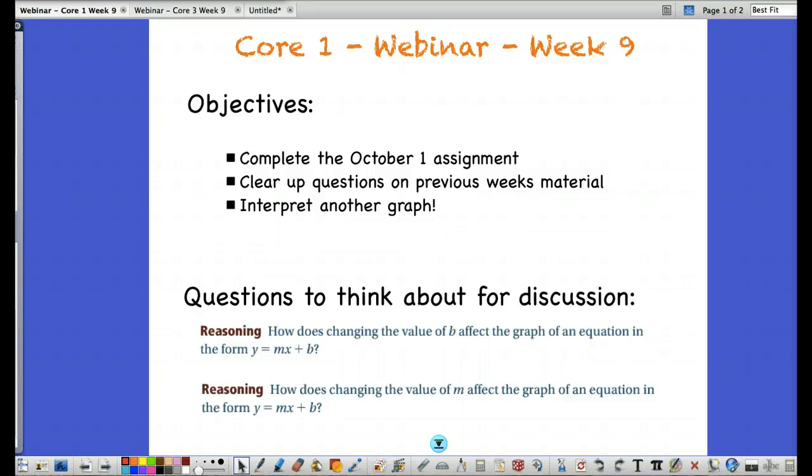Okay, so how does changing the value of b affect the graph of an equation in the form y equals mx plus b? So we had Ashley, Alexandra, Kiona, and Donnell guess.